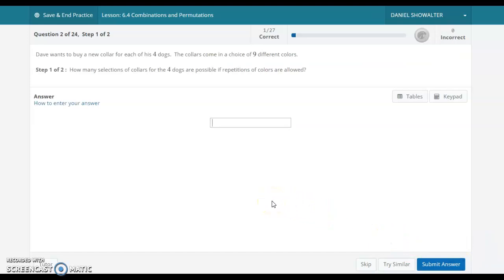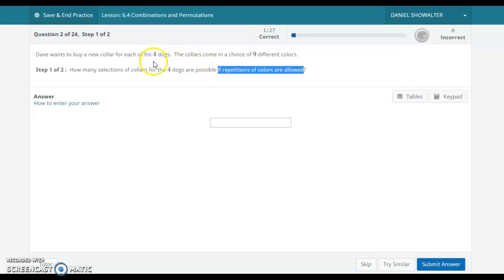So go ahead and pause it here. We need to buy 4 collars, and each one has a choice of 9 different colors. This is the important part here. Repetitions are allowed. So if we choose red for the first dog, we could still choose red for the second, the third, or even the fourth dog.